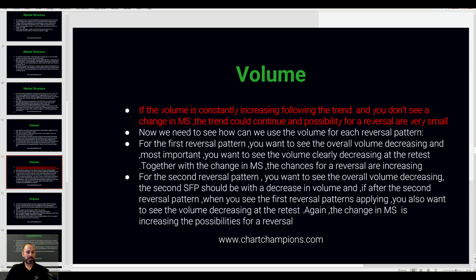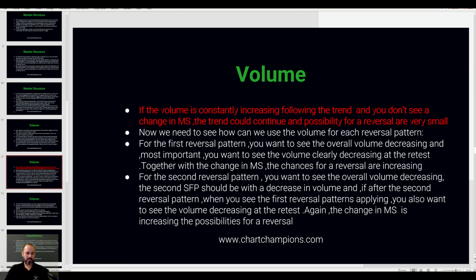Okay, now that was the volume for the first reversal pattern. Now for the second reversal pattern, you want to see the overall volume decreasing. The second swing failure pattern should be with a decrease in volume, and if after the second reversal pattern you see the first reversal pattern playing out, you also want to see the volume decreasing at the retest. Again, the change in market structure is increasing the possibility for this reversal.